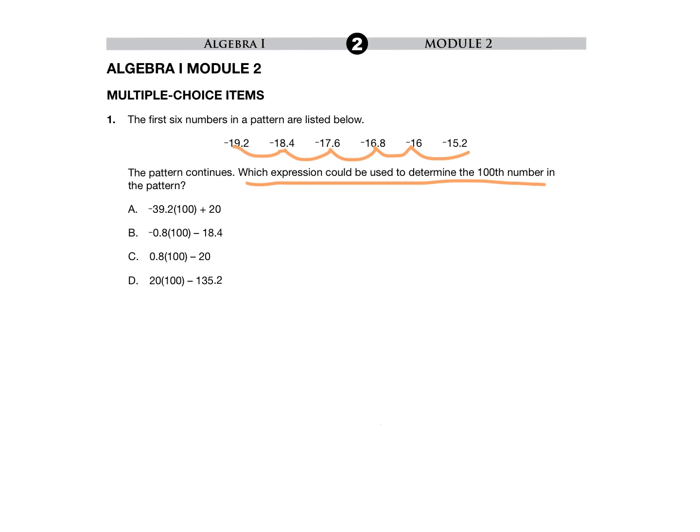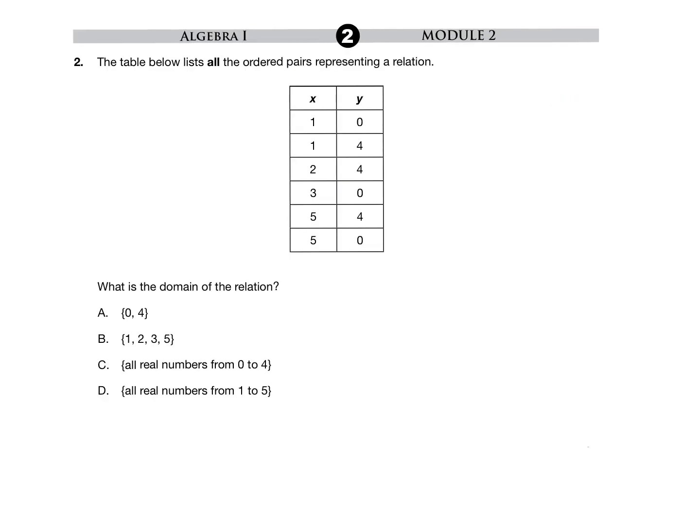And what we are doing here, our rule was to basically add 0.8. And if you remember, that means our rule is also our slope. So when I look at my answer choices here, the only thing that has a positive 0.8 involved with it is option C. So option C is our answer.